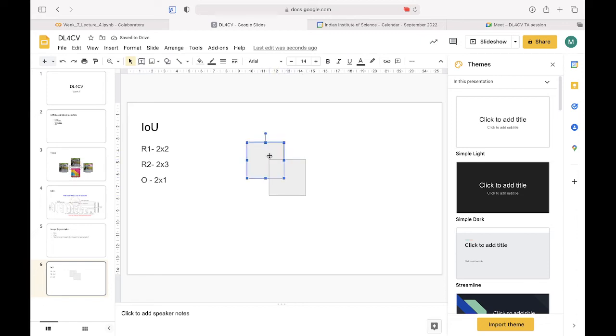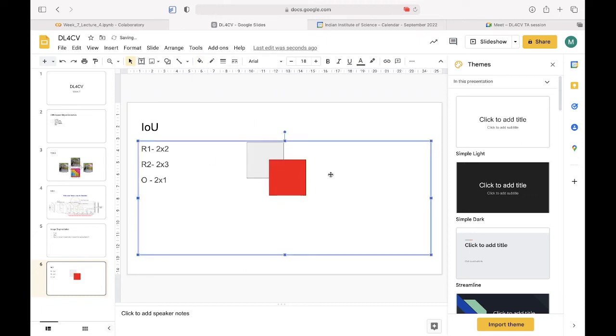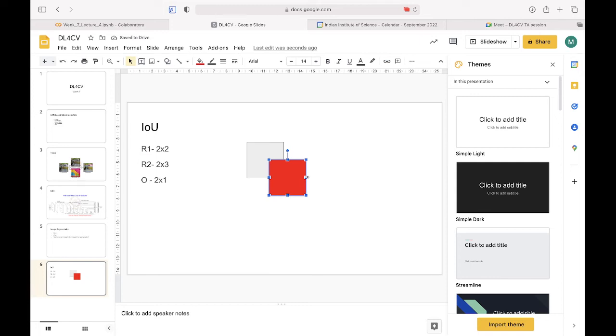So say this is my region 1, the first one, and this is my region 2. The first one is 2 cross 2 size, and this is 2 cross 3. So these are 2 blocks, of 2 cross 2 size and 2 cross 3 size. Now they have said the overlapping region is 2 cross 1. So how should these two be placed if the overlapping region is 2 cross 1?